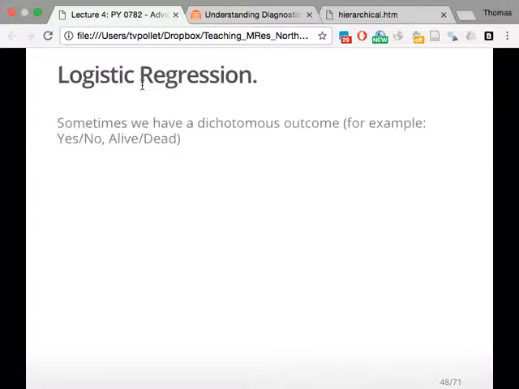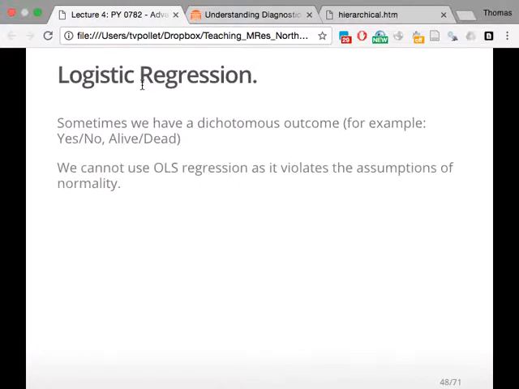Sometimes we have a dichotomous outcome. We have yes, no. The participants complete the questionnaire. Did they gain weight? Did they lose weight? Just a yes, no split. Or even more crude, did they survive the Titanic disaster, or did they die on the Titanic? That's one of the favorite examples. We can't use ordinary least squares regression because it violates the assumption of normality. Because we now just have two values, and that messes everything up.